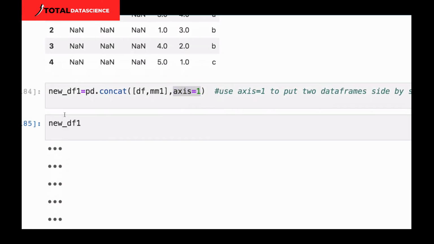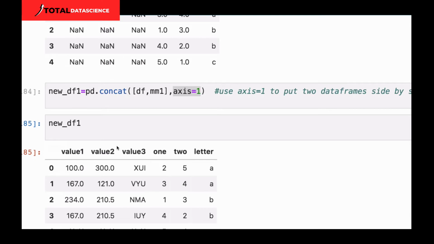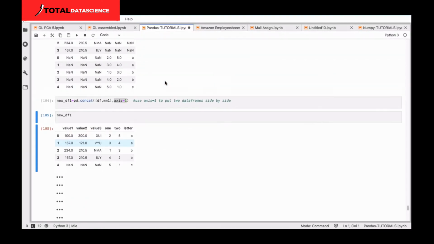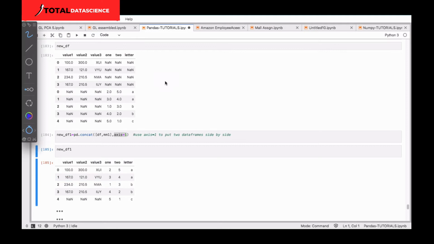So if I do that, this is what I have. You see that now I have the 1 2 letter. It's now doing it this way. Let me zoom a little bit like this. Now it's doing it this way and putting them side by side.